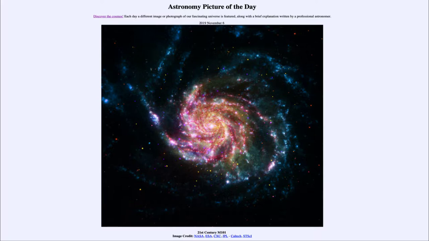One of the things that I like to do in each of my introductory astronomy classes is to begin the class with the astronomy picture of the day from the NASA website that is apod.nasa.gov/apod. And today's picture for November the 6th of 2019, well, it is titled 21st Century M101.